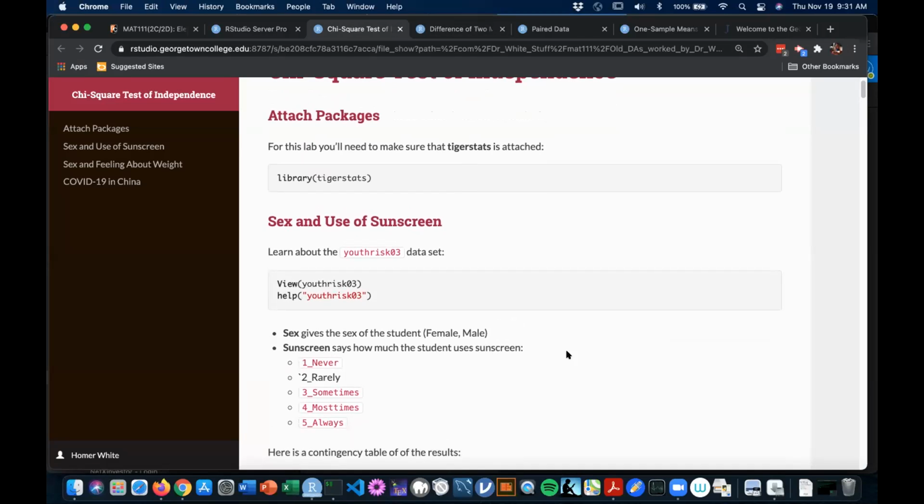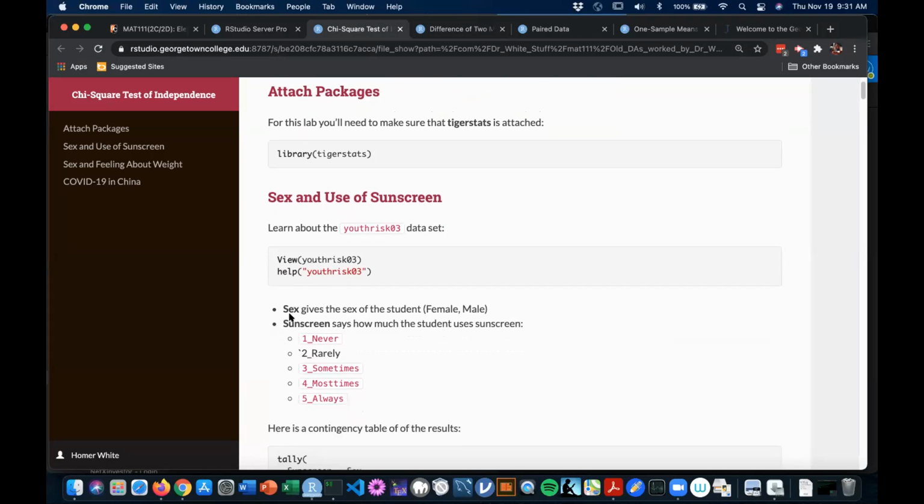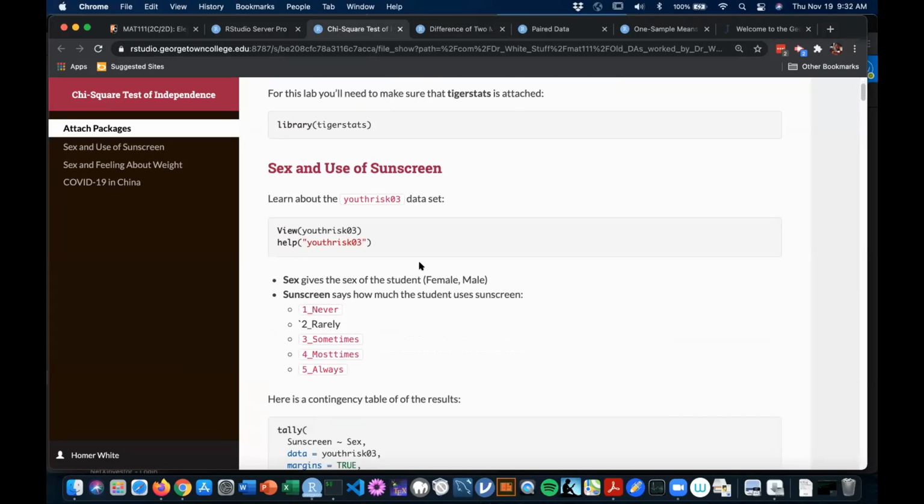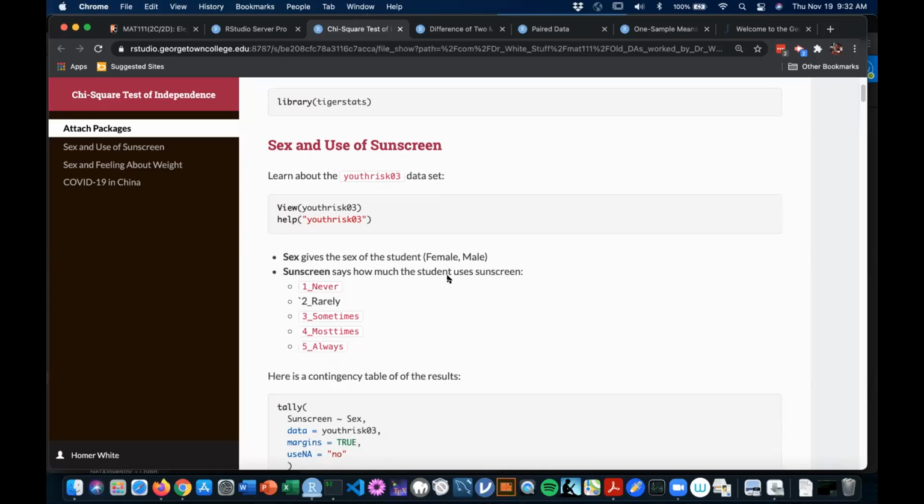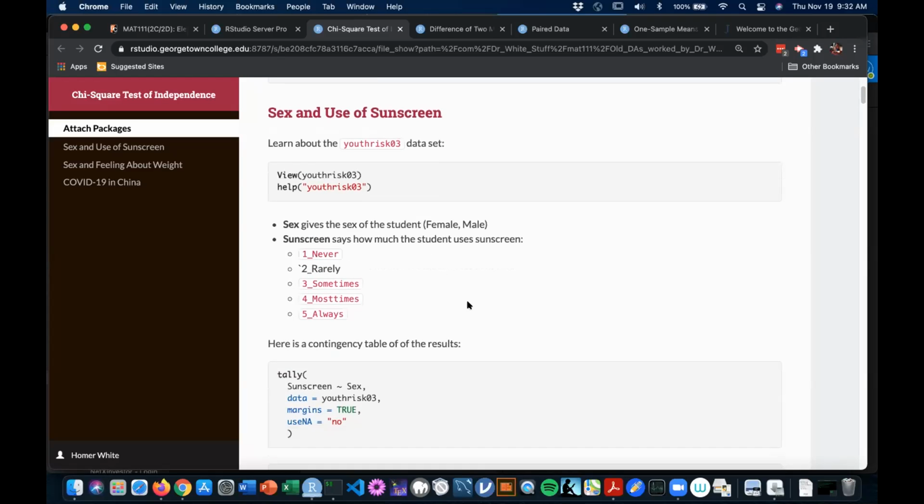So the first one, the two categorical variables we were interested in was the sex of the student and how much they use sunscreen. So sex and sunscreen, they were out of that Youth Risk 03 data set. Previously, way back in chapter 1, we'd looked at the relationship between how much you use sunscreen and what your grades were. But we just did it in a descriptive way. But now we're going to study the relationship between two categorical variables using our full inferential powers in the chi-square test.